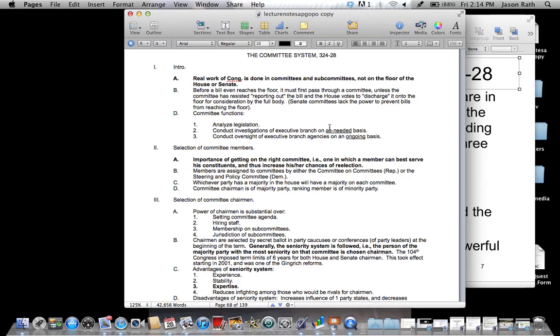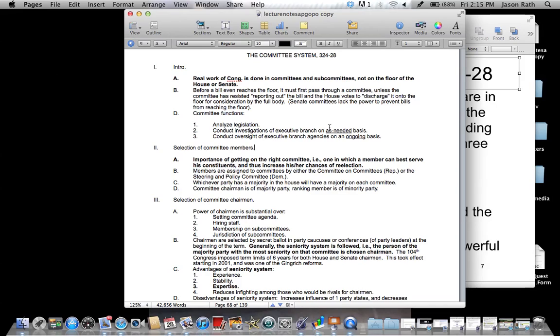Before a bill even reaches the floor, we've talked about this, it passes through a committee, unless the committee has resisted reporting out the bill, and the House votes to discharge it onto the floor for consideration by the full body. Senate committees lack that power to prevent bills from reaching the floor.